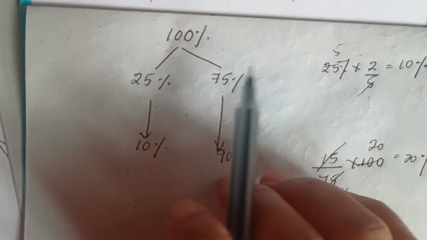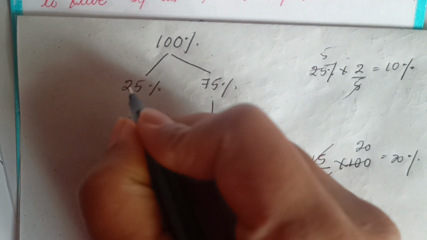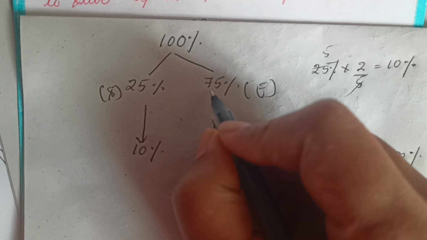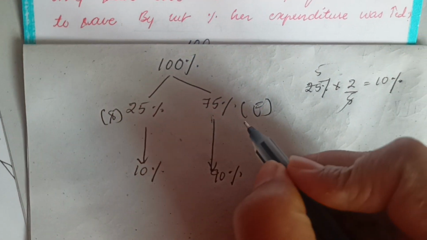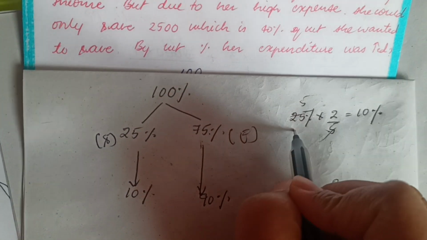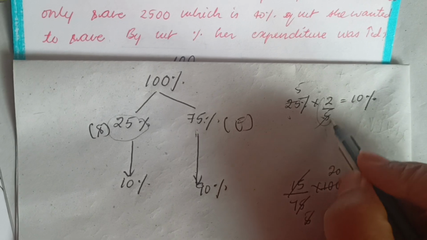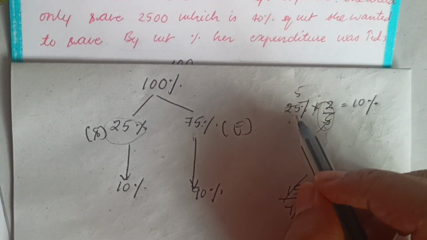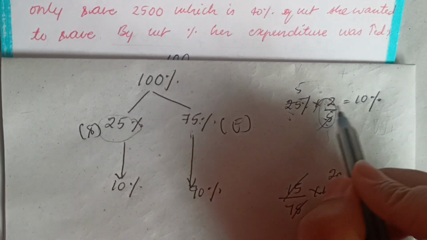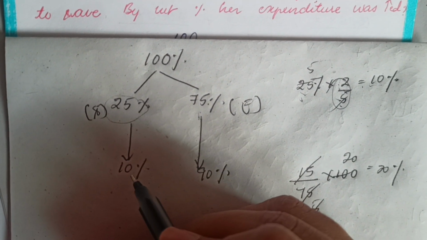So let's assume her income was 100%. She wants to save 25% and the expenditure will be 75%. Later, due to her high expense, she was only able to save 40% of her saving. We know that 40% is equal to 2 by 5. So 40% of the savings she was doing earlier will be equal to 10%. That is what she is going to save now.